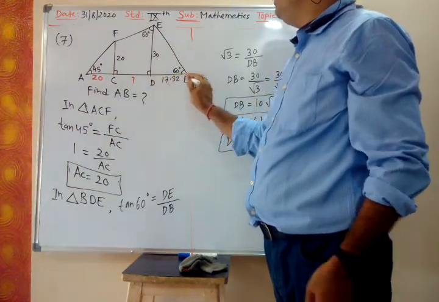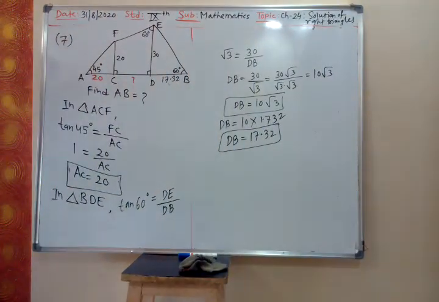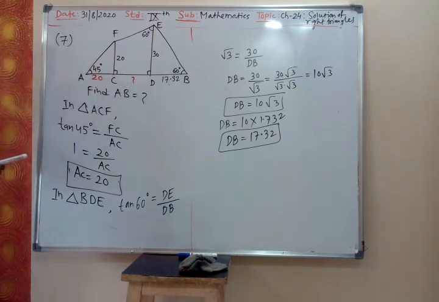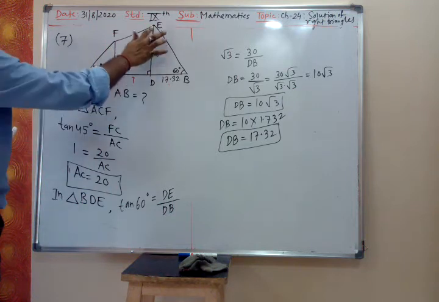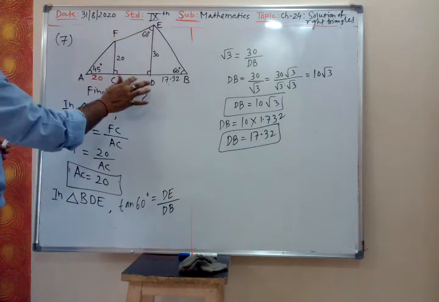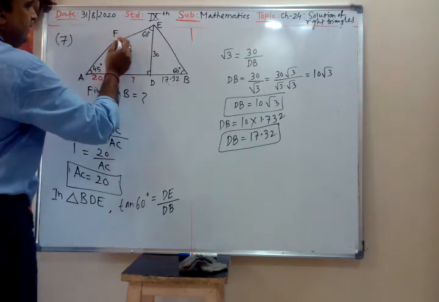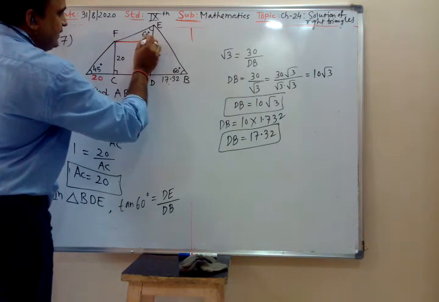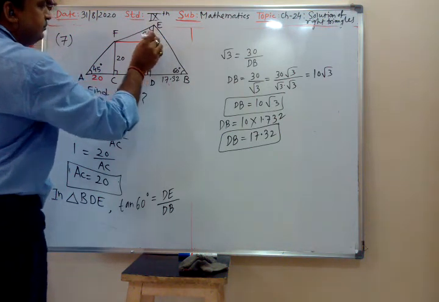Now which length remains to find? Tell me. Yes, CD is left. To find CD, I don't have a triangle. For CD, I have a quadrilateral FCDE. It is not a triangle. So what will I do? From F, I will draw a perpendicular to ED and write this as M.